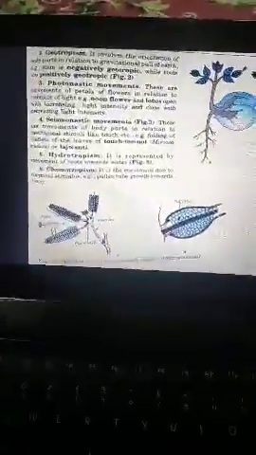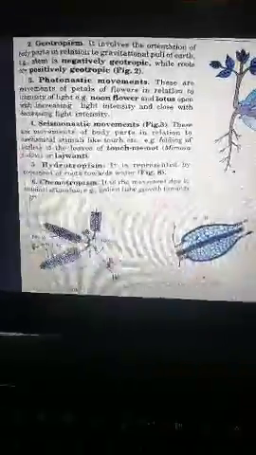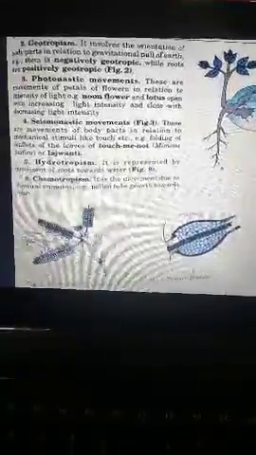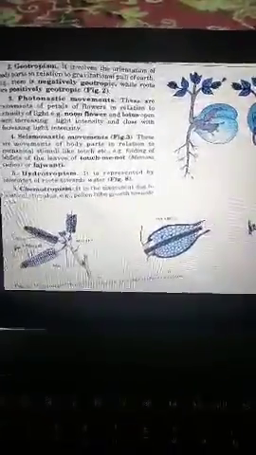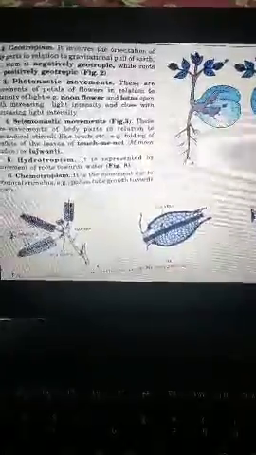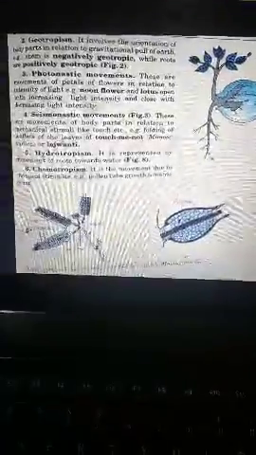The second type is geotropism. Geotropism, as the name itself indicates, is in relation to gravity. The movement towards gravity is called positive geotropism, and the movement away from gravity is called negative geotropism. For example, the stem grows upward. That means it shows movement away from gravity, that's called negative geotropism. The root moves towards gravity. It shows positive geotropism.